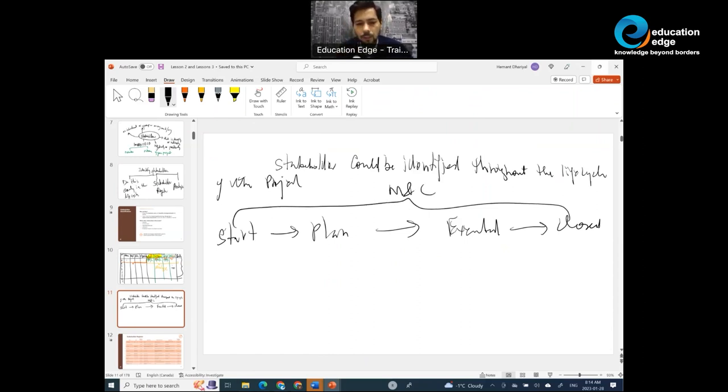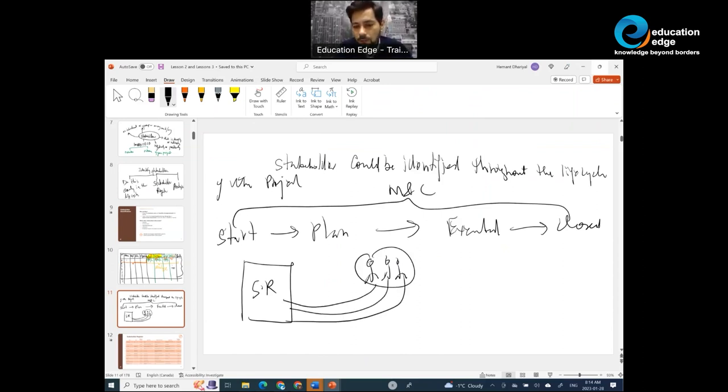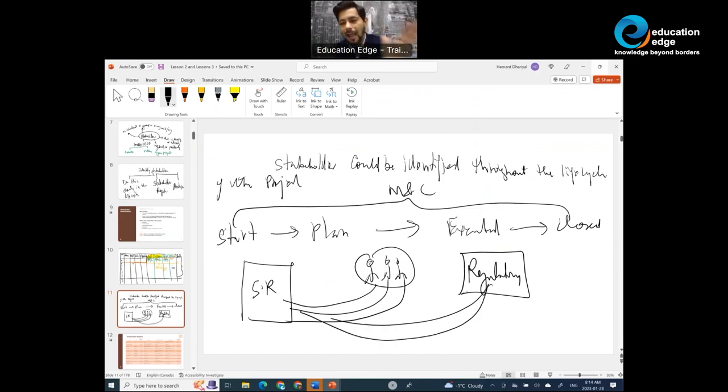Now take a look at this. Ideally you would like to create your stakeholder register here, but you hired three resources at the end of planning right here. These resources also got added to the stakeholder register. During execution, three stakeholders from a regulatory body were identified. These stakeholders also got added and analyzed. So stakeholders can be added or removed from your stakeholder register throughout the life cycle of a project.